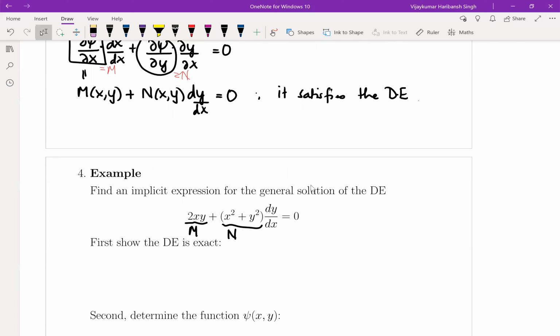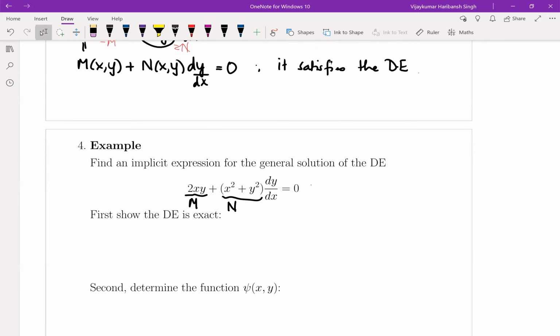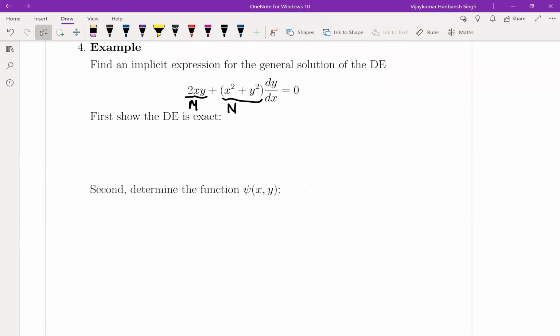So we a priori do not know that this differential equation is exact. If this differential equation is not exact, then we cannot at the moment find such a phi. At least not straight away, we'll have to do maybe something else. So first, show that this differential equation is exact. Compute the partial derivative of M with respect to y and check if it is equal to the partial derivative of N with respect to x.